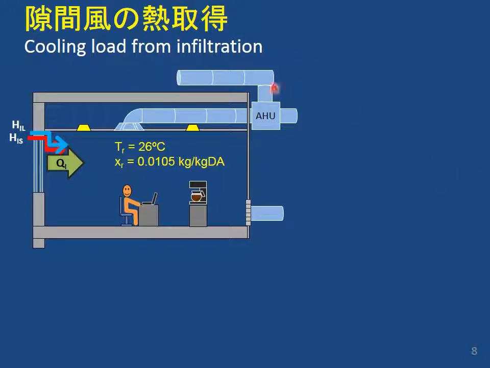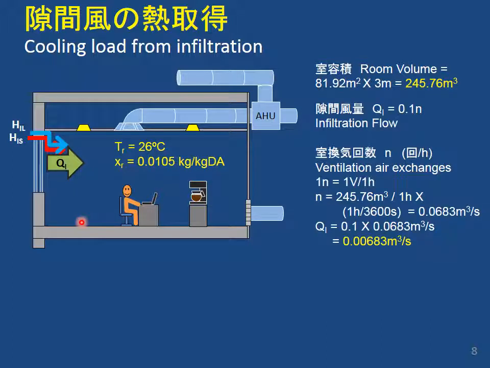Next is the load from infiltration, any cracks in the walls or at the windows of some air coming in at some amount into the room. Now this room volume we calculated before, and for this problem we will say that the flow of infiltration air is equal to 10% of the total volume of the room per hour, or 1/10 of the air exchange. One air exchange is the volume of the room in 1 hour here. So we calculate and put it in meter cube per second, and that's the flow through cracks in the walls and windows here.